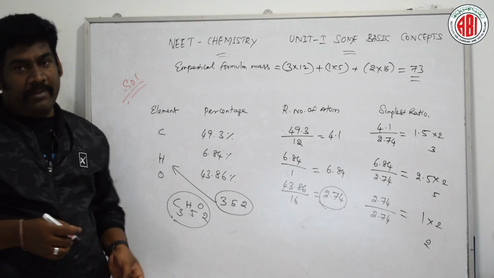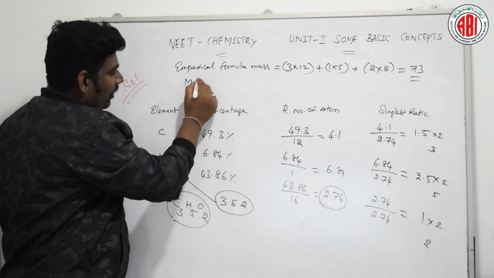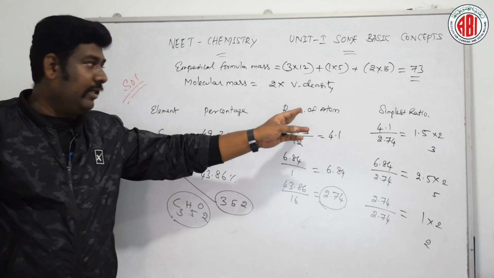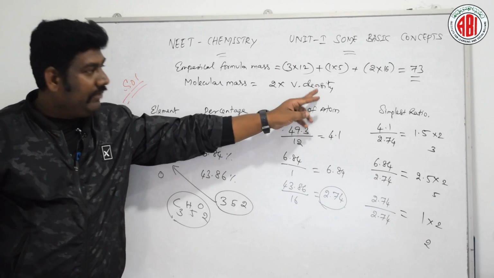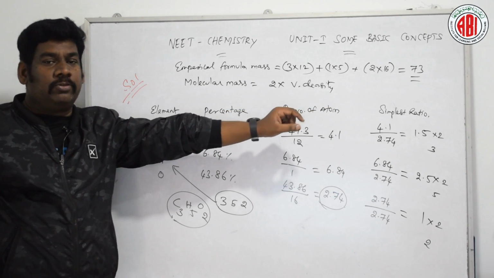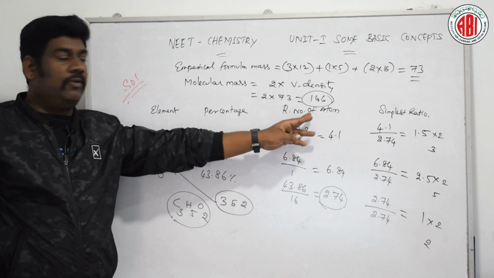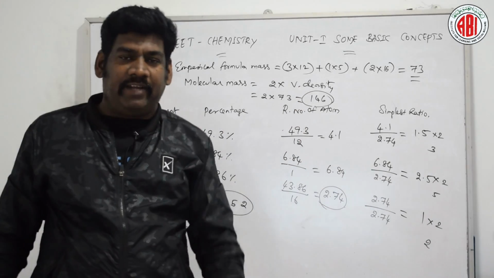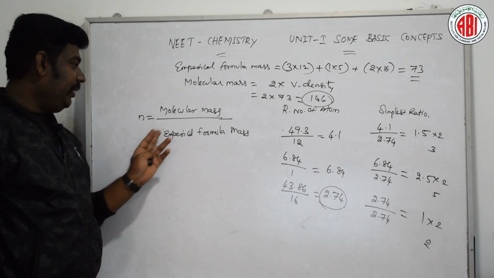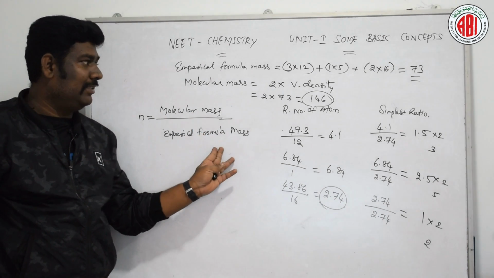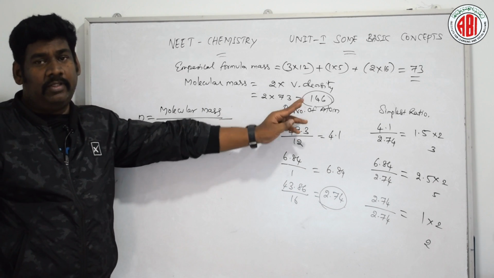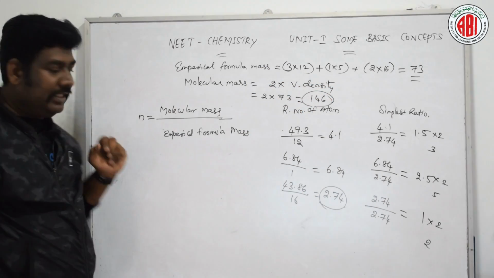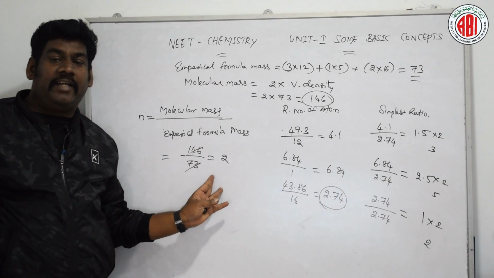Now the molecular mass. Already we know the formula: molecular mass is equal to 2 into vapor density. We have got the vapor density, that is 73, so 2 into 73. We have got the molecular mass, that is 146. Now let us find the N value. N is equal to molecular mass by empirical formula mass. The molecular mass we have got now is 146, and the empirical formula mass is 73. Applying this, we will get the N value 2.